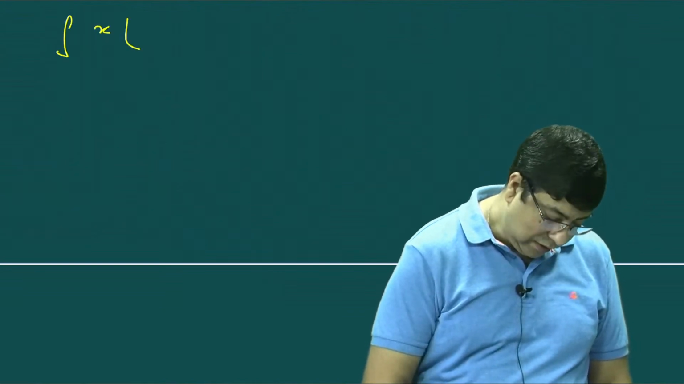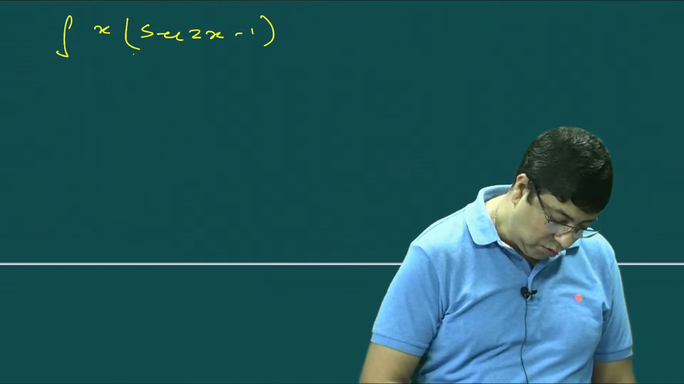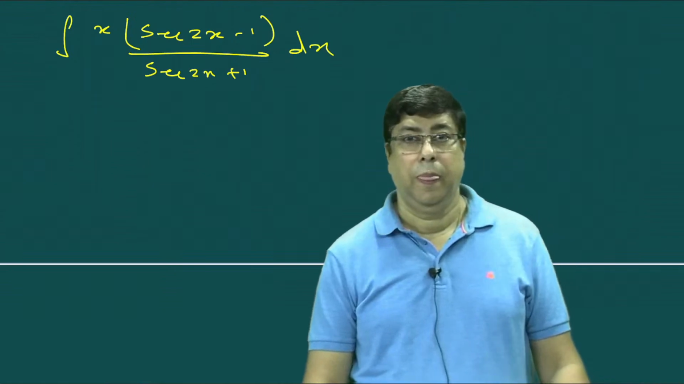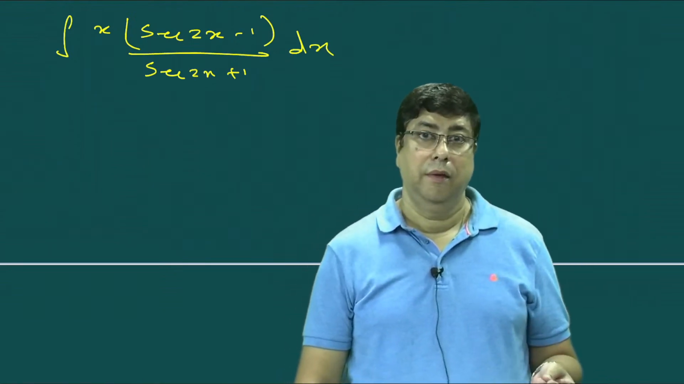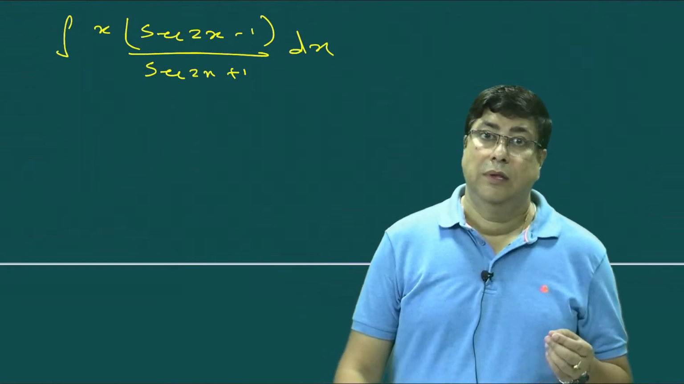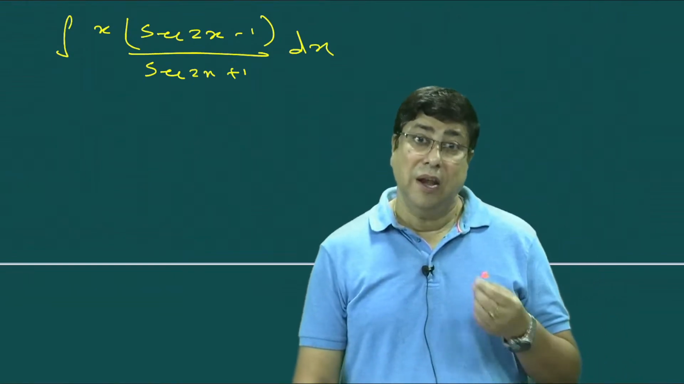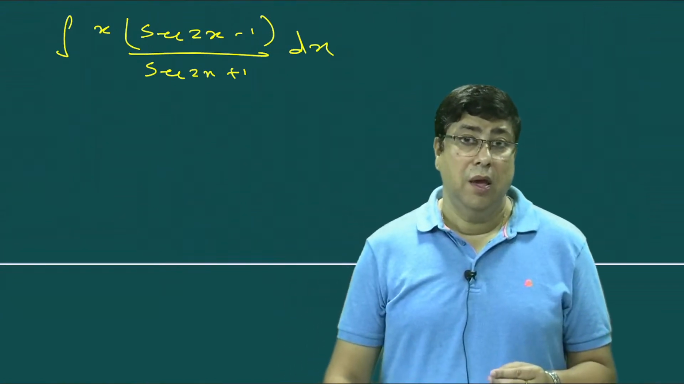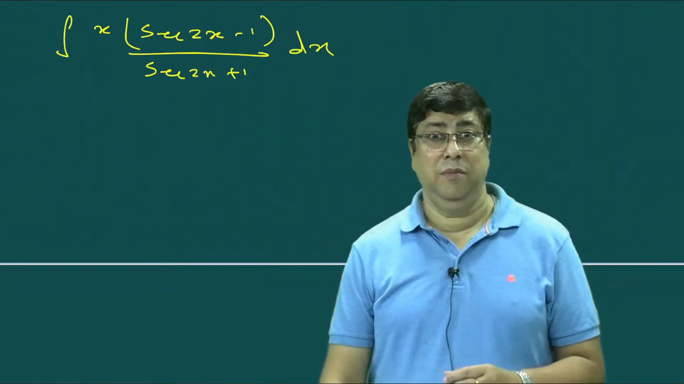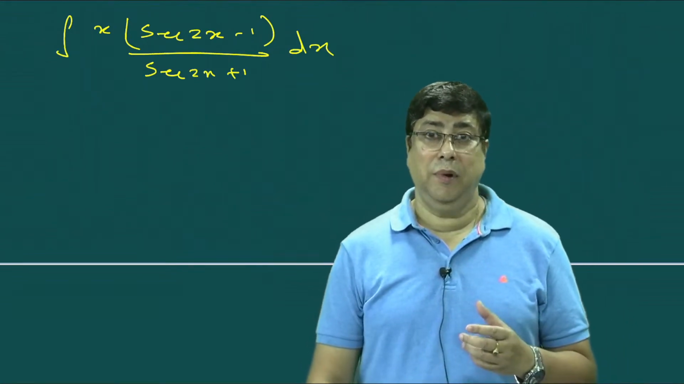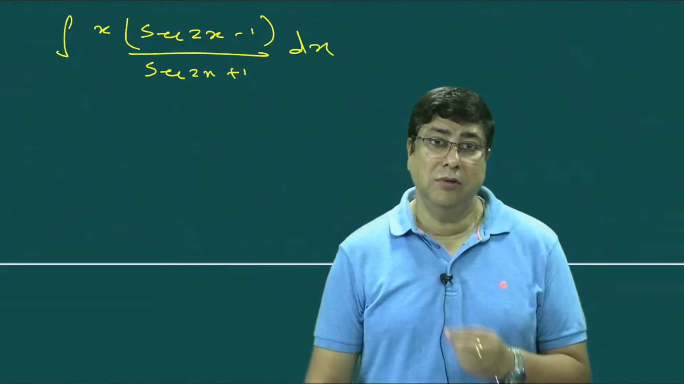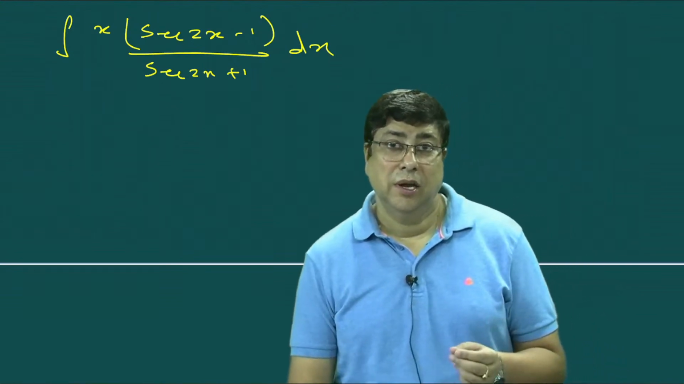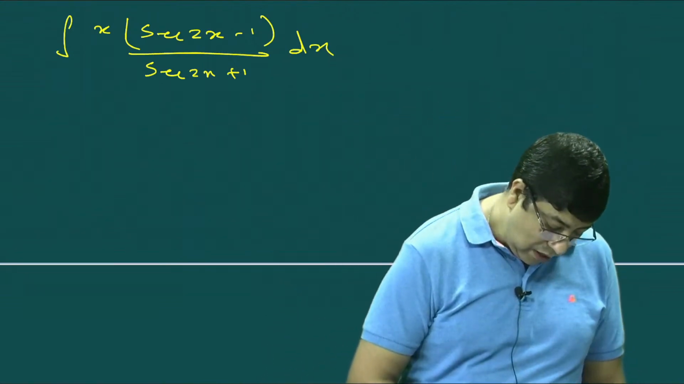Integration of x into sec 2x minus 1 by sec 2x plus 1 dx. What to do? Really only one way: we have to convert sec x as cos x. Let us start, automatically you'll get the way. Whenever you see any sum in the WBJEE examination, everyone, we should not waste any time. Whenever you see the paper, you start solving the sums, because we should not waste a second.